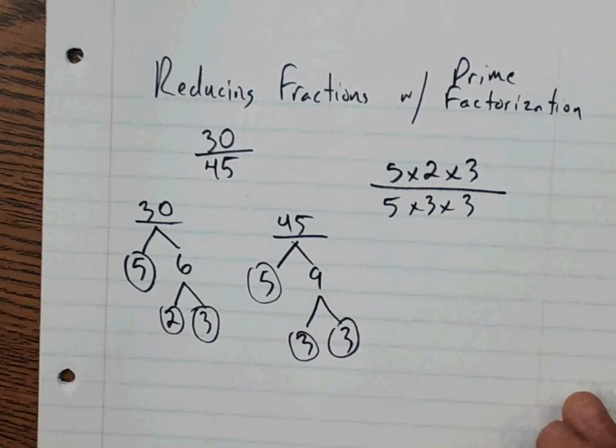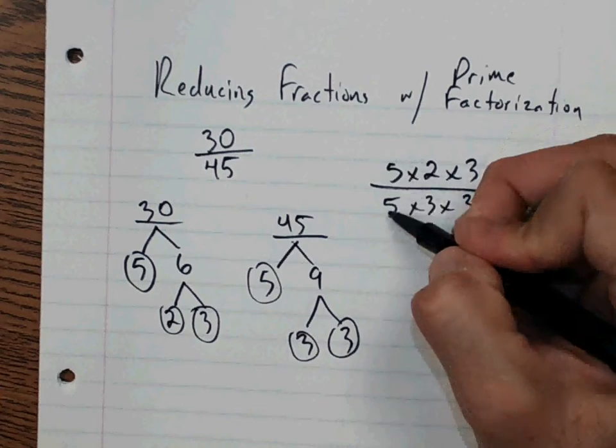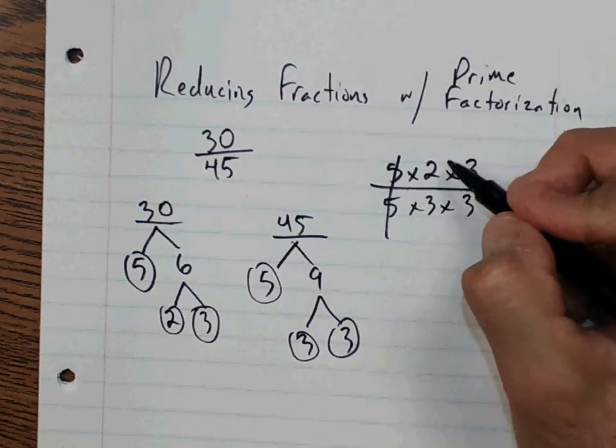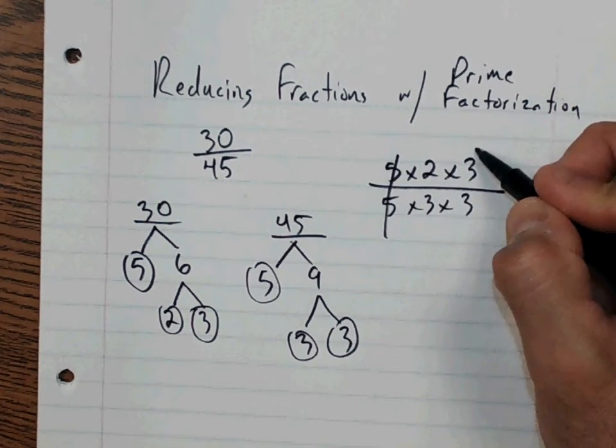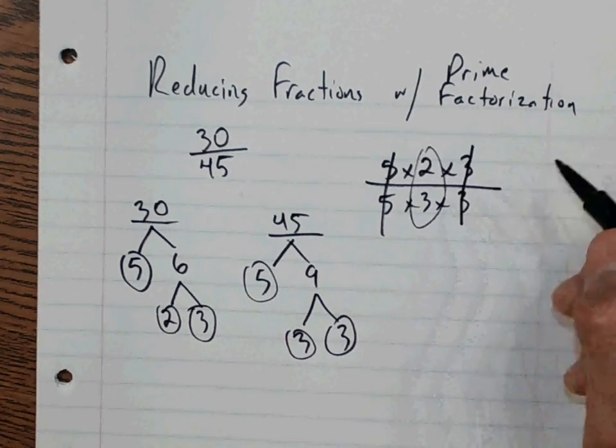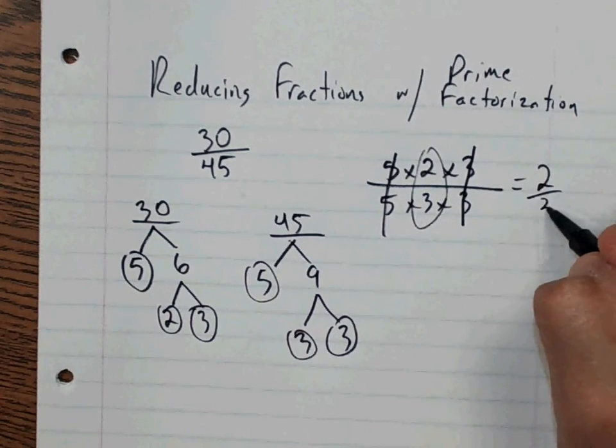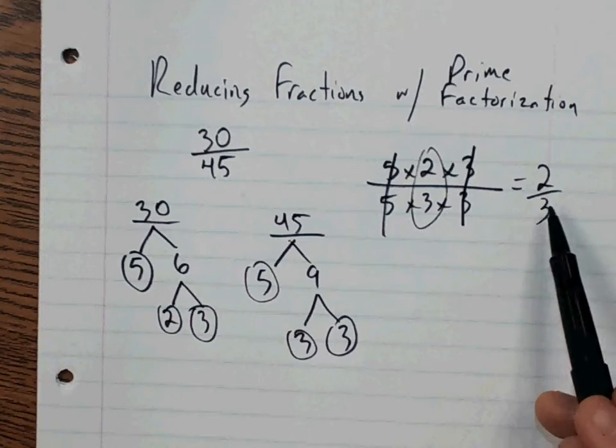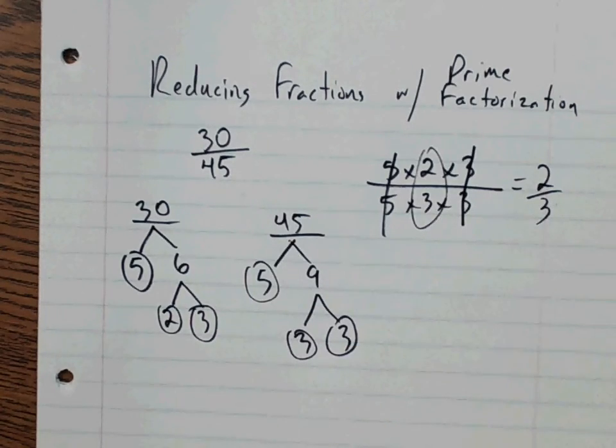So what I'm going to do now is cancel out any similar factors. So I've got a 5 right here, so I'm going to cancel out the 5 in the denominator. I've got a 3 right here, I'm going to cancel out the 3 in the denominator as well. So that leaves me with 2/3. And this will be the reduced version of 30 over 45.